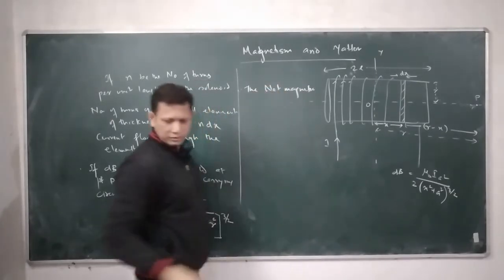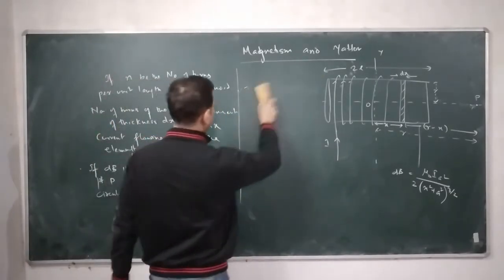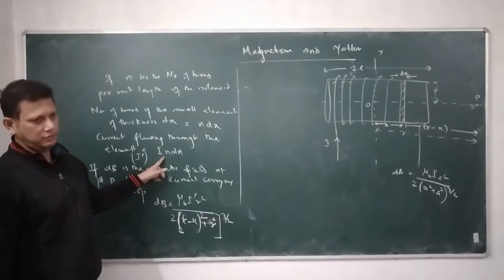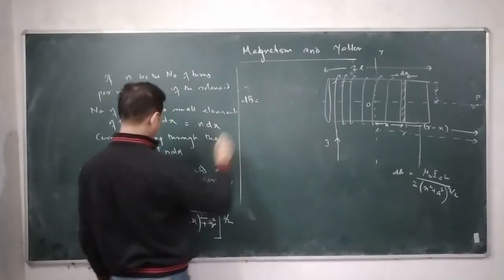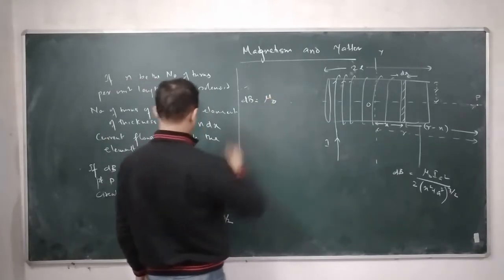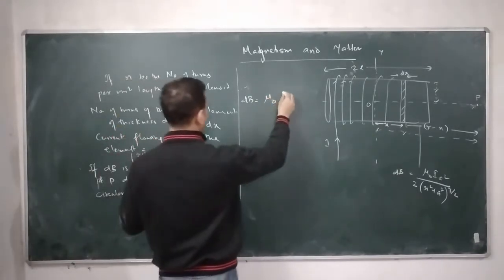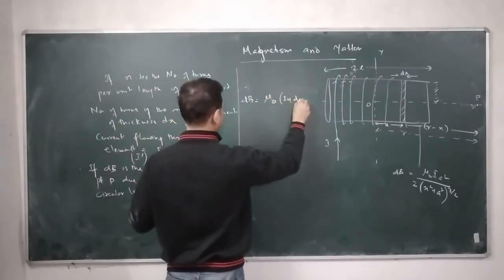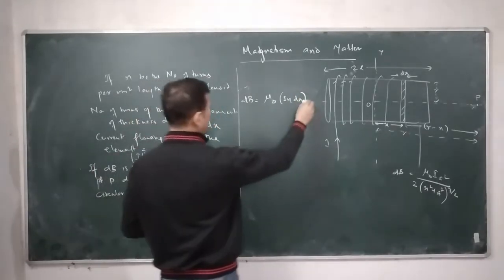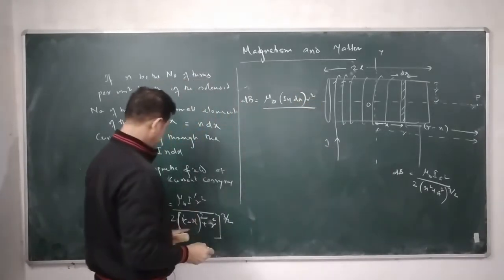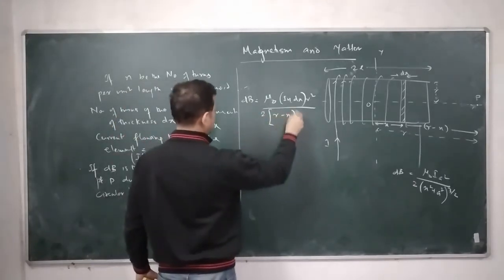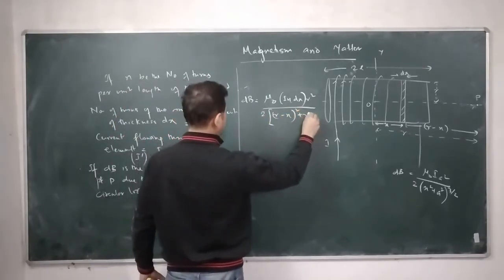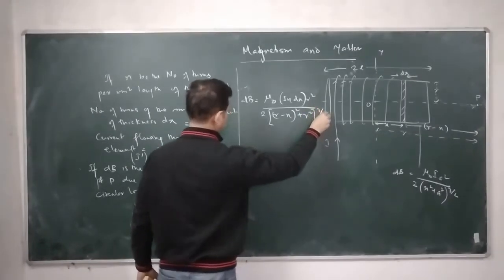So before that, you do one thing. In place of I dash, you can put this value. So in this equation, you put the value of I dash. So dB will be equal to mu naught into I dash, where I dash is equal to I n dx into r square divided by 2 into (r minus x) whole square plus r square to the power 3 by 2.